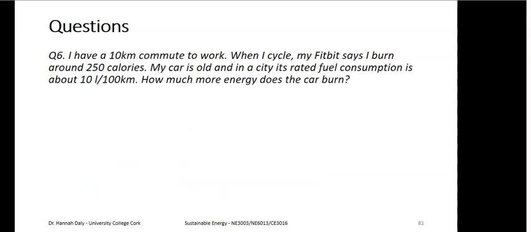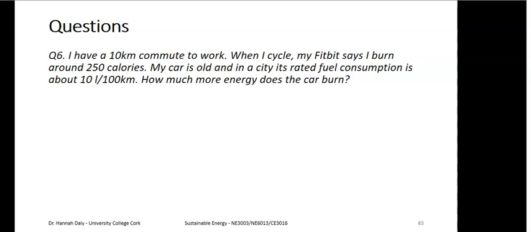Next question I have is to compare the energy consumption from driving and cycling. One of the reasons that we need to be used to these energy unit conversions is to be able to compare different forms of energy use. So let's say I have a 10-kilometer commute to work. When I cycle, my Fitbit or my bike computer says I burn around 250 calories. My car is old, and in a city, its rated fuel consumption is about 10 litres of diesel per 100 kilometres. How much more energy does the car burn than cycling?